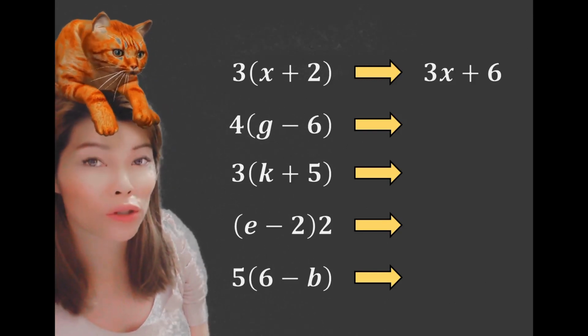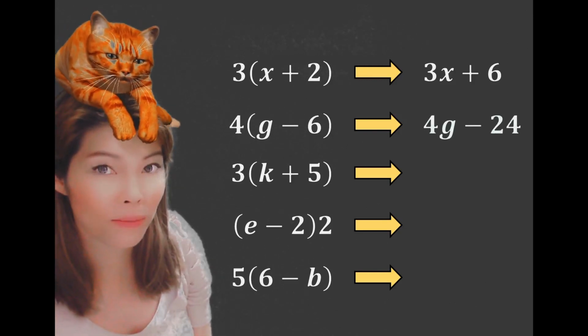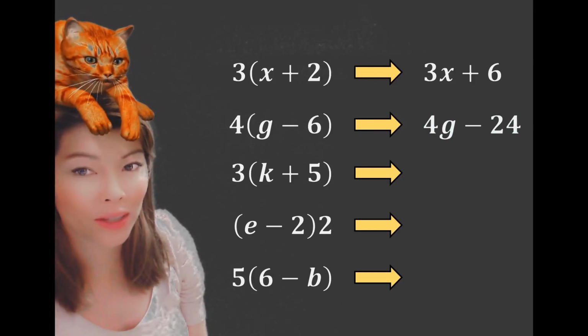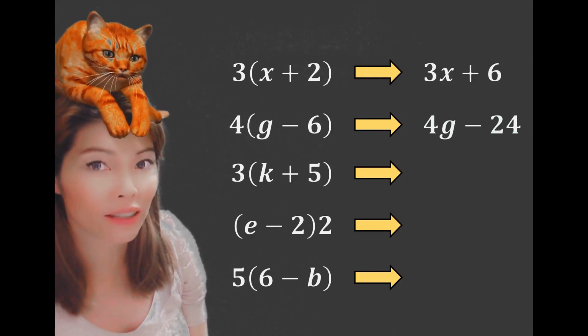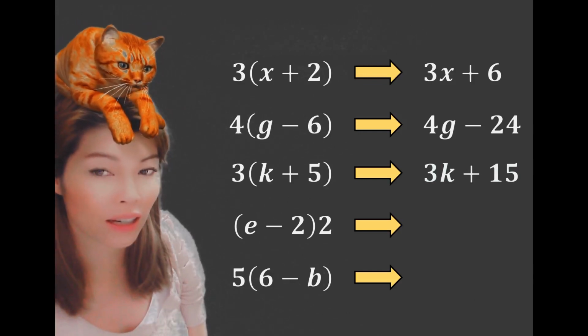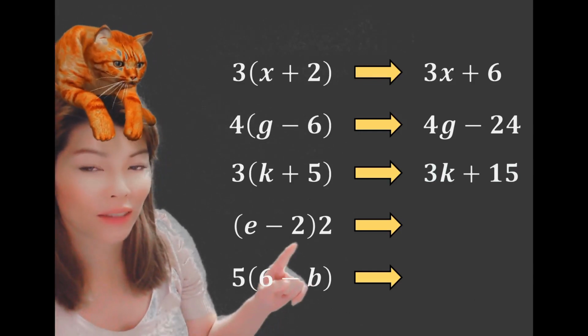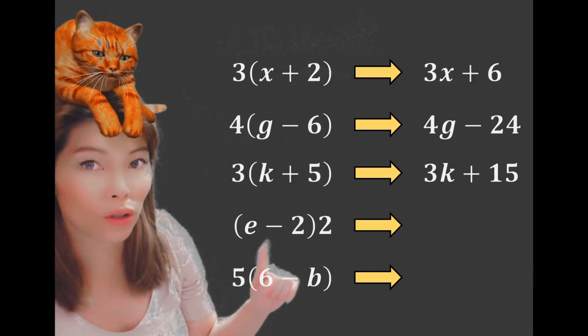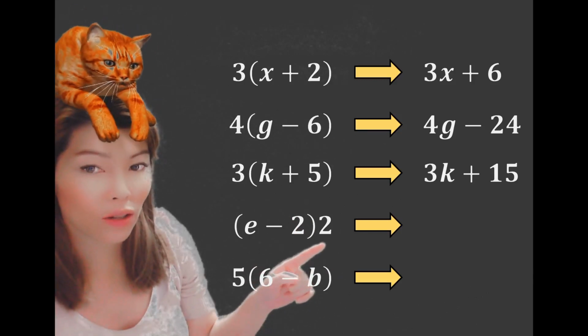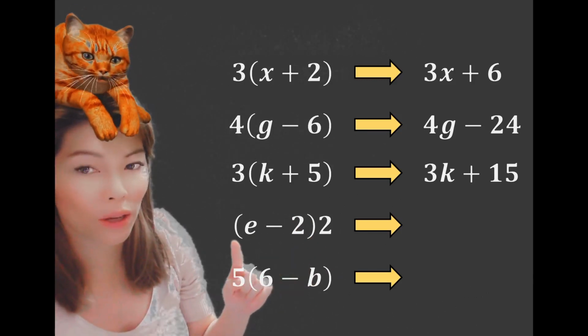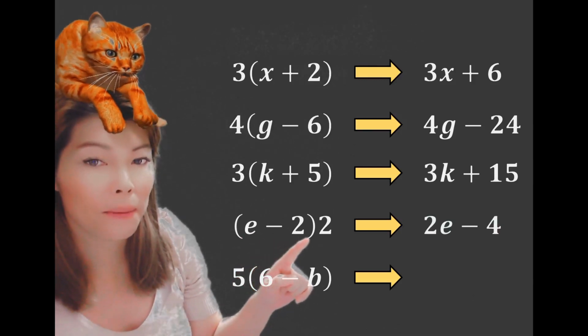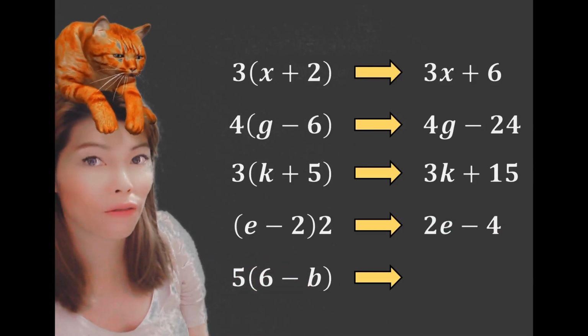Now 4 times g minus 6 is 4g minus 24. 3 times k plus 5 is 3k plus 15. Now this is a funny one. It's the same thing. Remember, 2 times 3 is the same as 3 times 2. So you can imagine the 2 being on this side. So we have 2 times e is 2e minus 2 times 2 is 4.